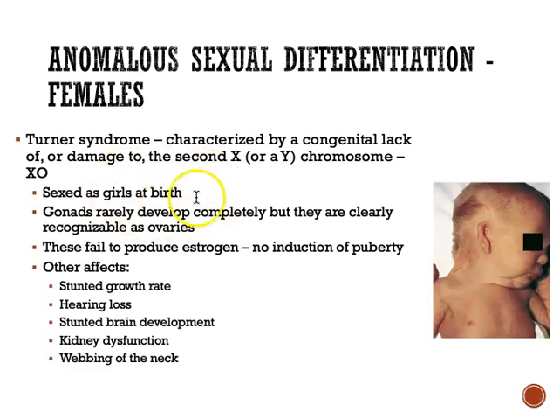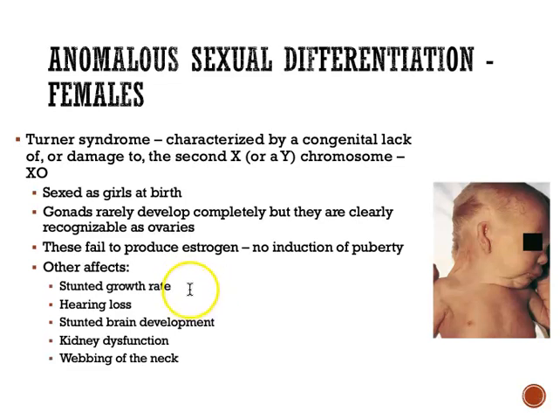So at birth, they look female. Gonads don't develop completely because there's only one functioning X, but they are ovaries because again, that default, if there's no other stimulation by testosterone, will be ovaries. And generally, however, because those ovaries aren't usually fully developed, they tend to not produce estrogen in the quantities that are necessary to bring about puberty. And then there's usually some other birth defects also associated with this.